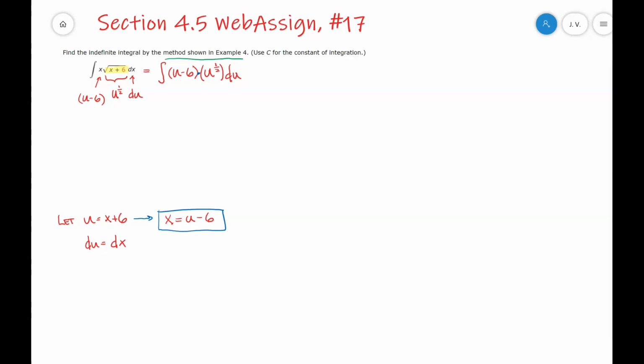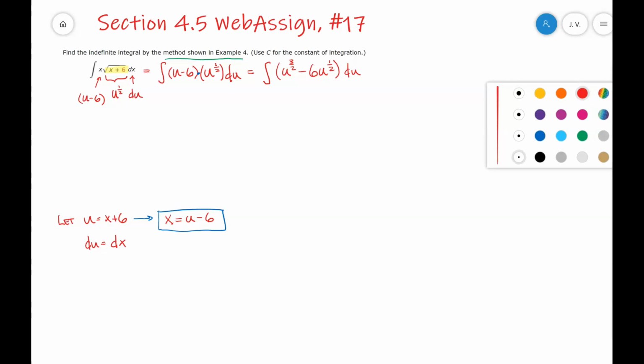This would be great, but there's a product right there. That's one quantity times another, and both of those quantities are variable, and we should know by now that we do not have a product rule for antiderivatives. So we need to go ahead and distribute. We're going to multiply u to the 1/2 by both u and -6. That'll give me u to the 3/2 minus 6u to the 1/2. And that is now a sum or difference of functions, and I can take the antiderivative of each, and I'll be in good shape.